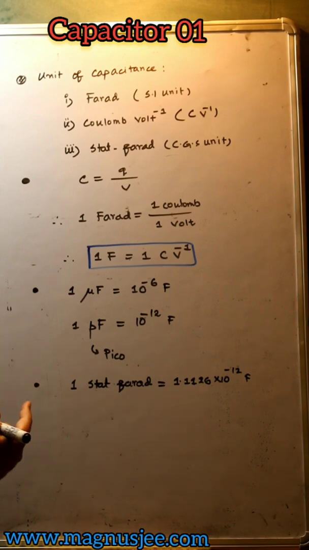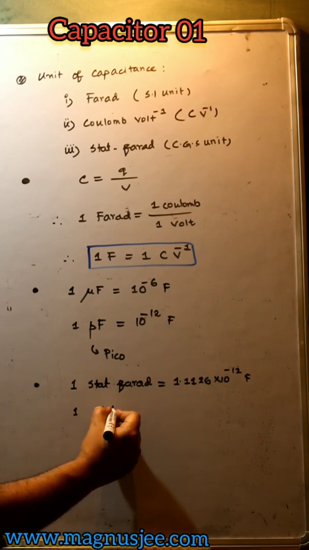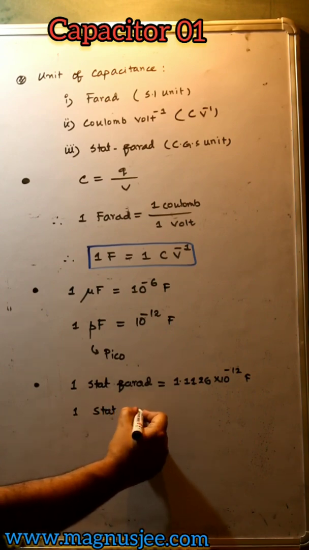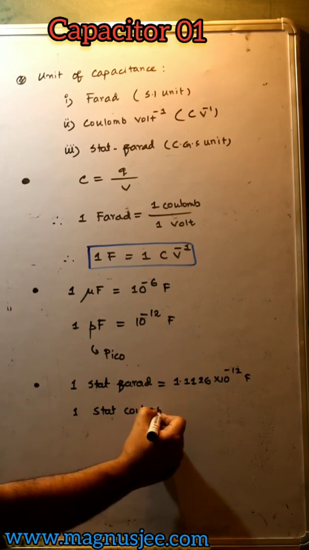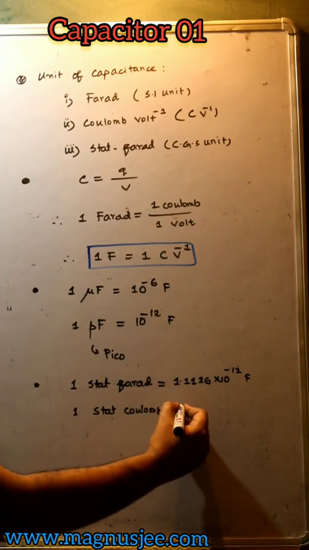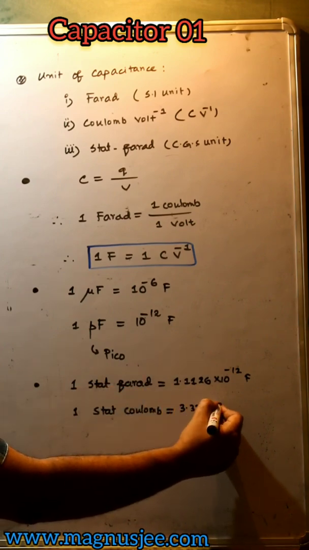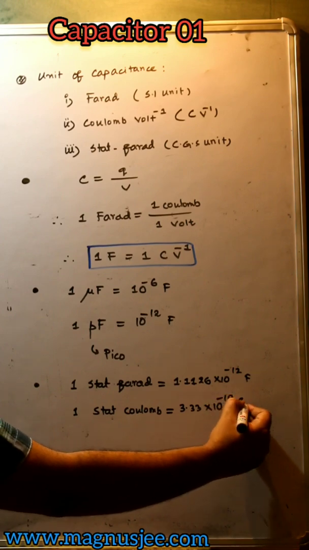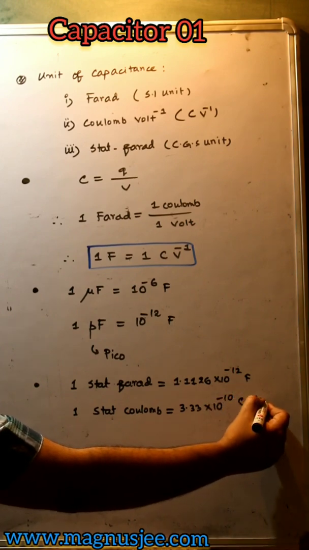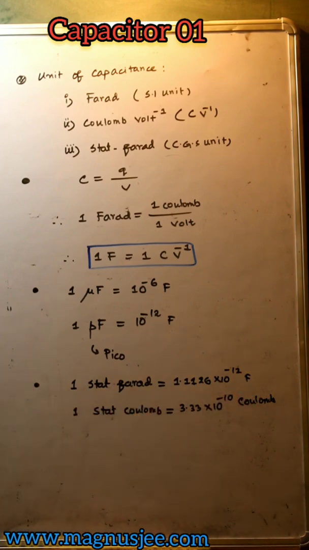In addition to this, 1 stat coulomb, coulomb being the unit of charge. How much coulomb is 1 stat coulomb, that can be memorized. It has a similar type of relation: 3.33 into 10 to the power minus 10 coulomb. Coulomb is the SI unit of charge and stat coulomb is the CGS unit of charge.